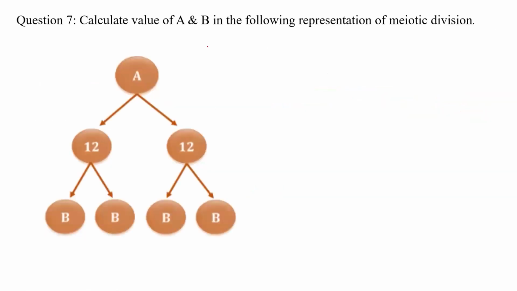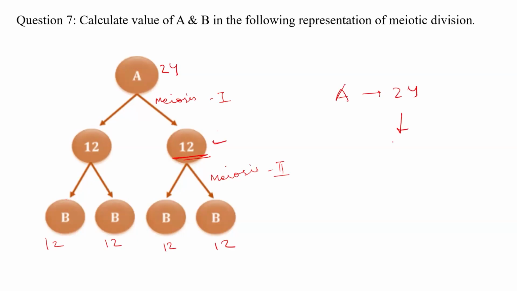So the next question is, calculate the value of A and B. We know that in meiosis 1, the reduction happens. So if this is meiosis 1, this is meiosis 2. In this, A will be 24, and B, since it leads to the formation of haploid cells by the separation of sister chromatids, will be 12. So A will be 24, which upon reduction gives the value of 12, and upon further separation of sister chromatids, the value of B is 12.